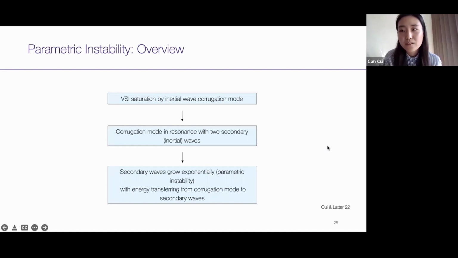So I will not go through the maths here, but the basic idea is that the VSI is an inertial wave corrugation mode, and this inertial wave can go into resonance with two other secondary inertial waves in the disk. These three waves go into resonance, so the secondary waves can grow exponentially in the disk by extracting energy from the VSI wave.